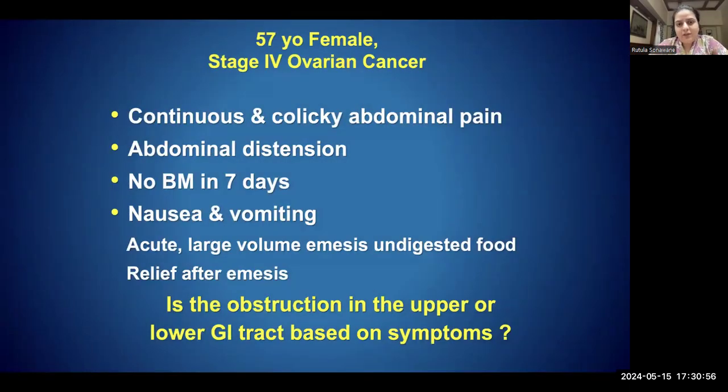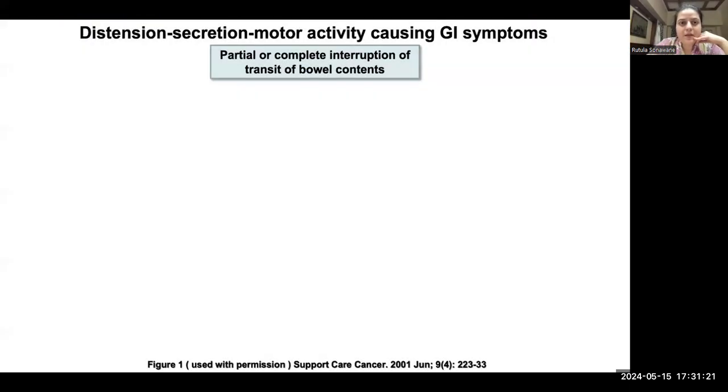Now again, the same patient, a 57-year-old female with stage 4 ovarian cancer, continuous colicky abdominal pain with distension, no bowel movements in 7 days, associated with nausea and vomiting, which was large volume containing undigested particles, with relief after emesis. So we said that this is obstruction, most probably an upper GI obstruction based on the symptoms. Now coming to how it occurs.